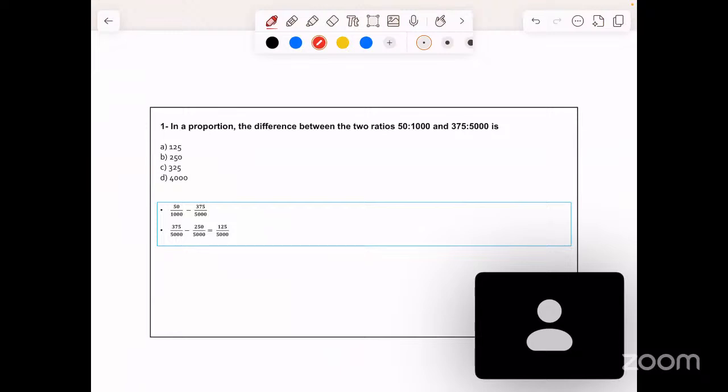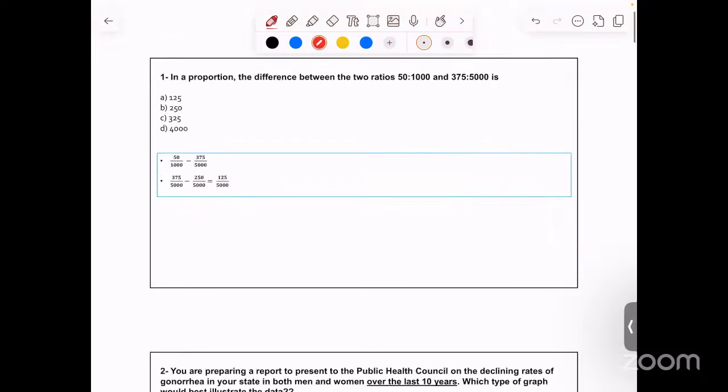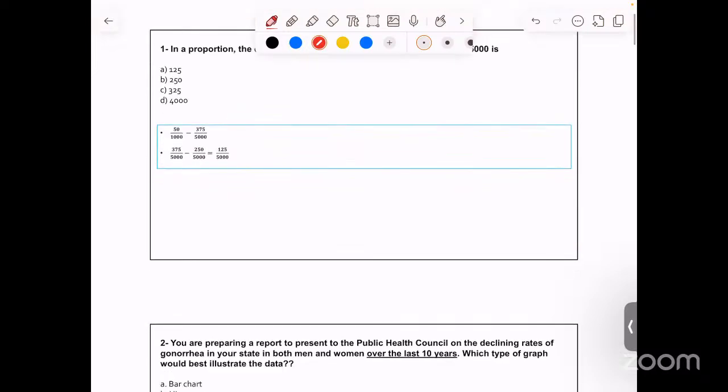Okay, question number 1. In the proportion, the difference between the two ratios 50 is to 1,000 and 375 is to 5,000 is A, 125, B, 250, C, 325, D, 4,000. So the first question is a simple math question. So nothing is complicated here.